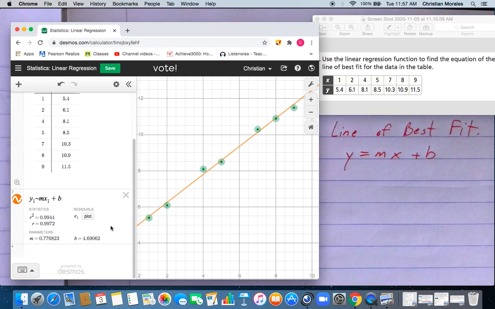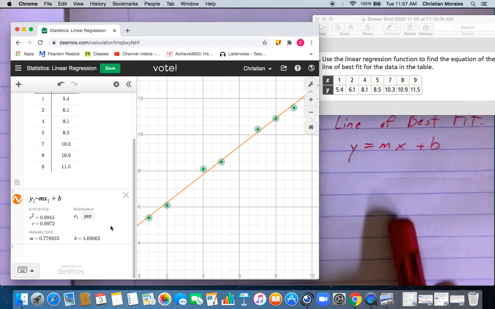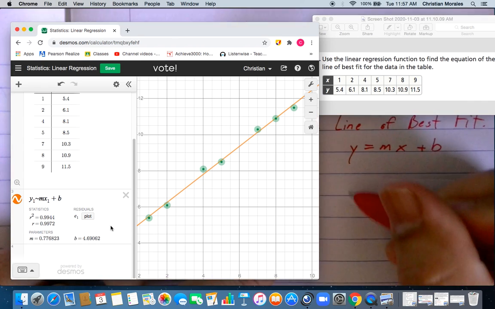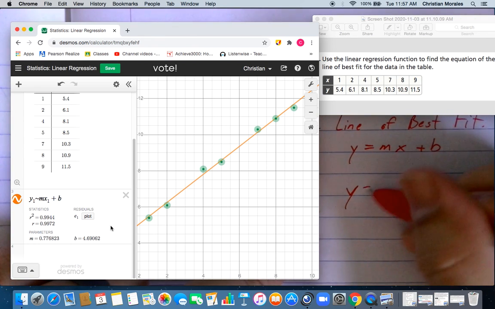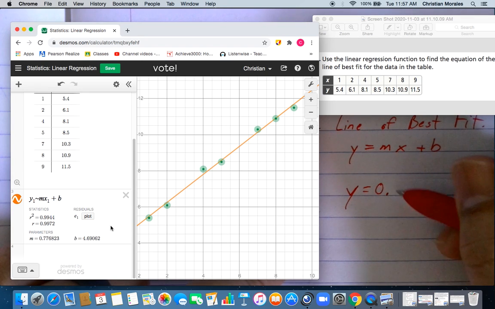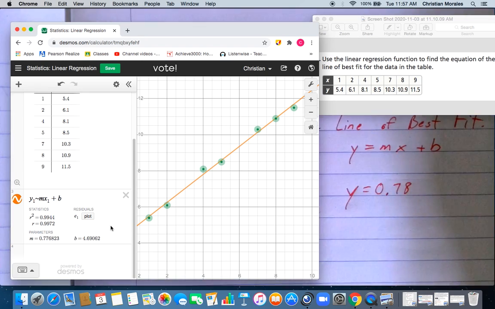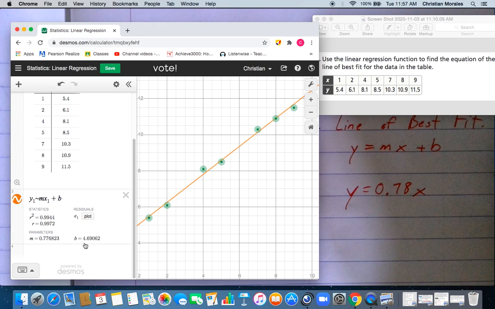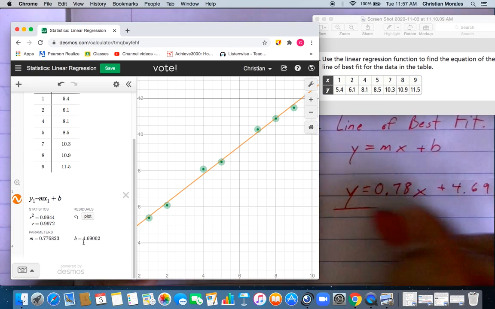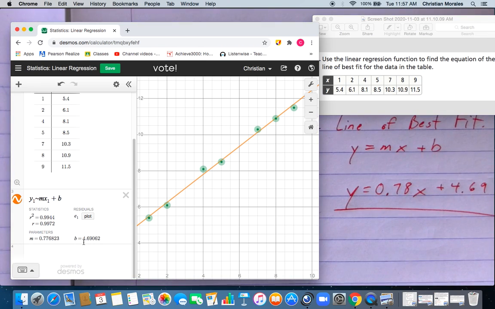So for example number one, in this format you would have to round your answer because you can't use all those numbers. The slope is going to be 0.78. I would use 2 decimal places for this. You don't have to use more than 2. That's fine. Then x, and the b is right here, so I'm going to say plus 4.69, and there's my line of best fit. And that's really all you have to do, guys.